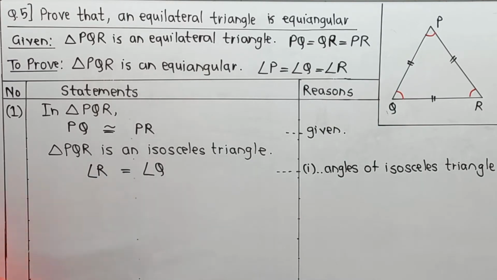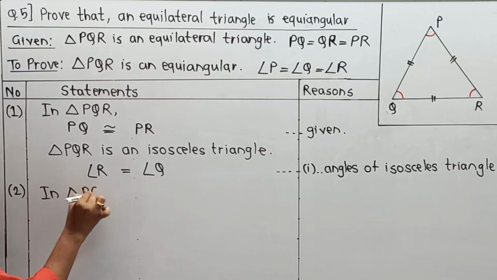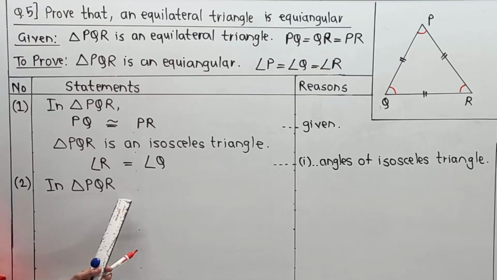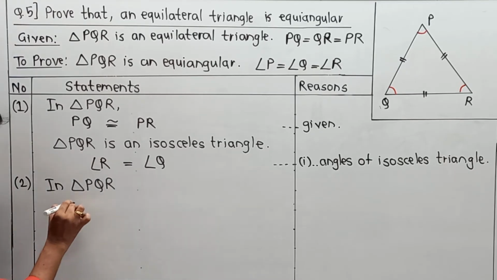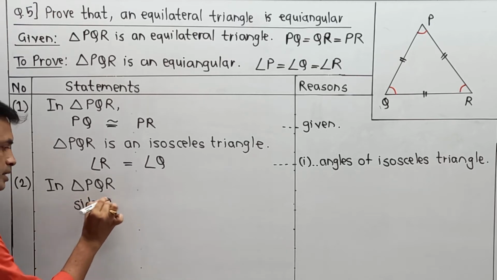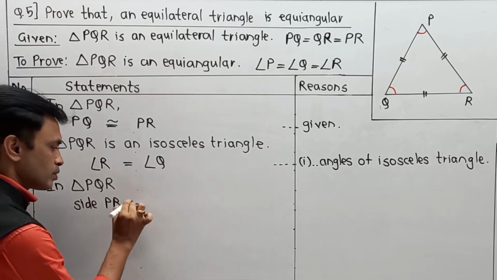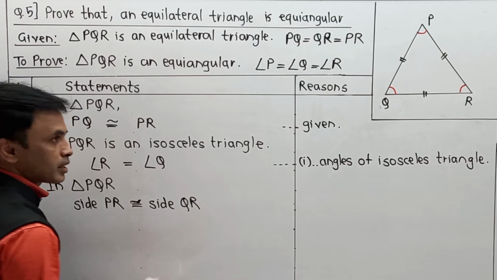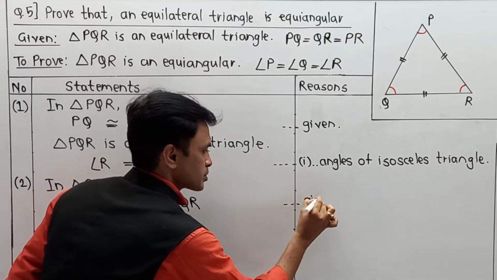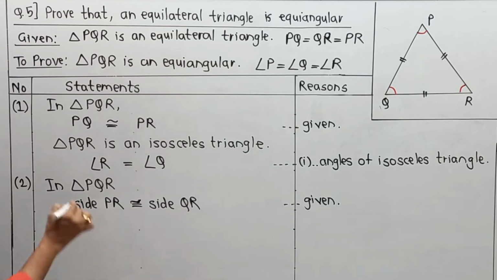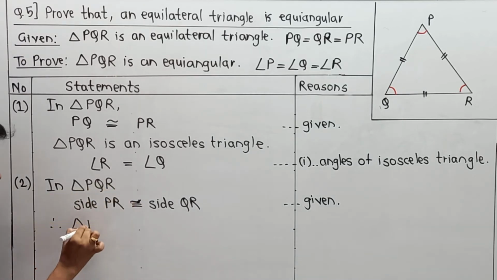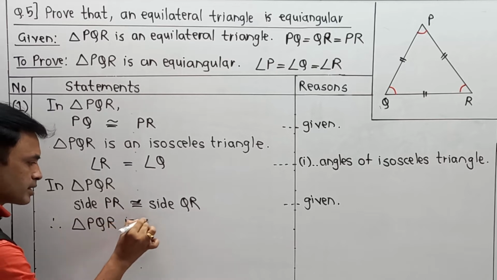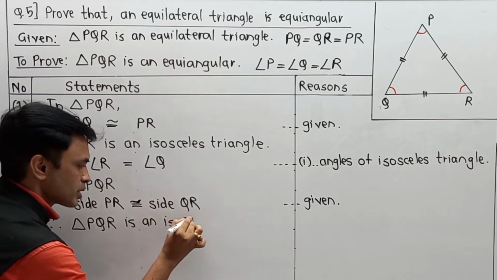Next, as we are able to get equation 1, in the same manner we are going to write equation 2. Second, again in triangle PQR, side PR is congruent to side QR. They have given this, so I am going to write it as a reason in terms of given. Therefore, again, triangle PQR is an isosceles triangle.